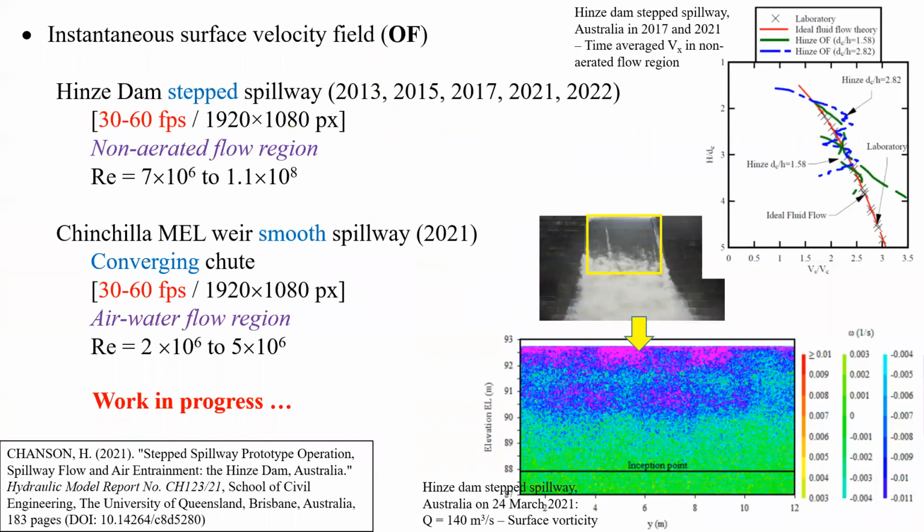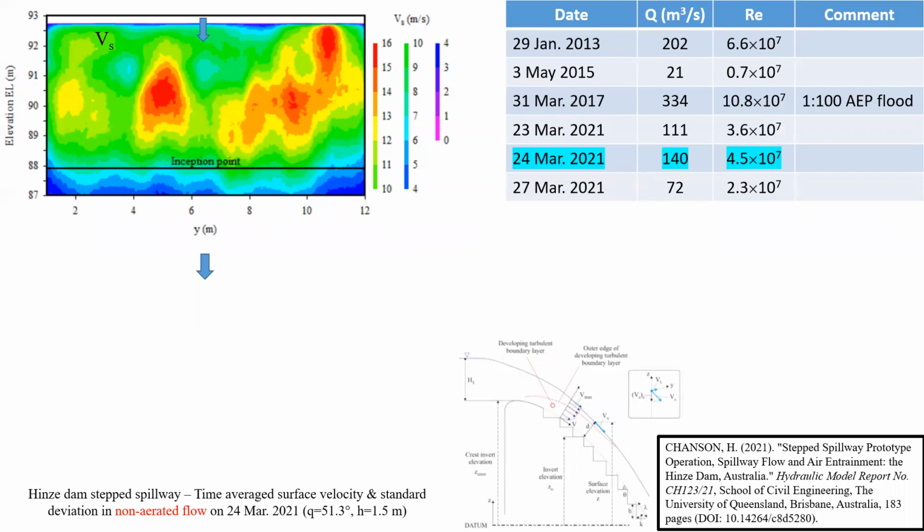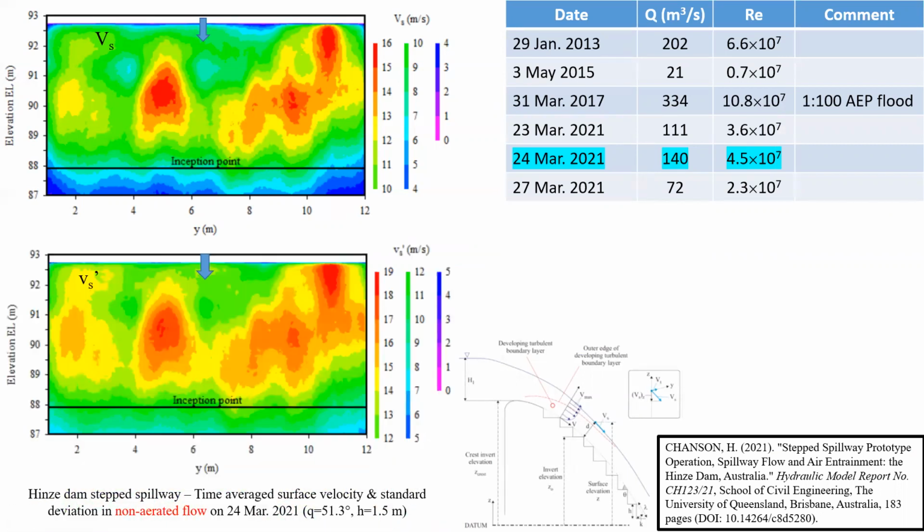In each case, the video records were collected with SLR cameras using a relatively slow frame rate, 30 to 60 frames per second, but a very sensitive camera sensor in HD resolution. A typical example here is a contour map of the longitudinal surface velocity measured parallel to the invert, showing in particular areas of high velocity, from a dataset on the 24th of March 2021, with the corresponding contour map of the standard deviation of the longitudinal surface velocity, showing regions of high velocity fluctuations.